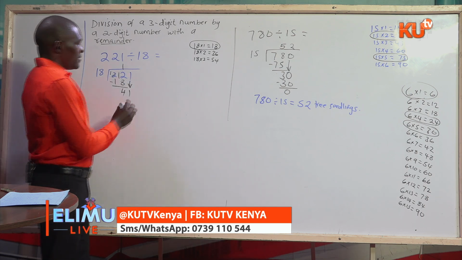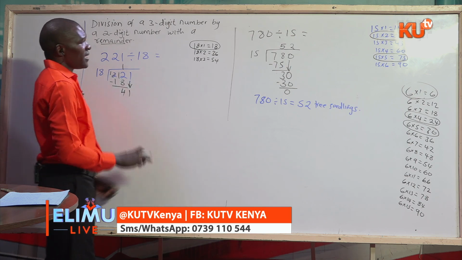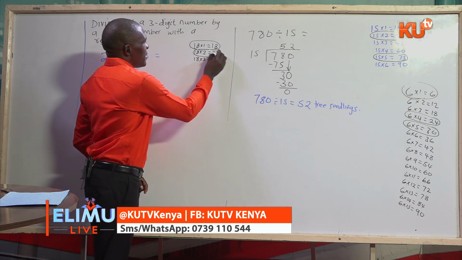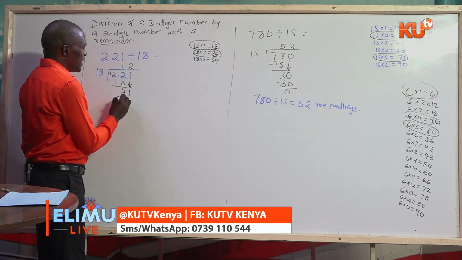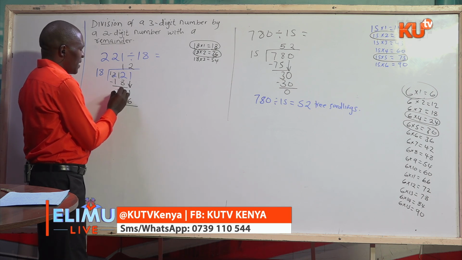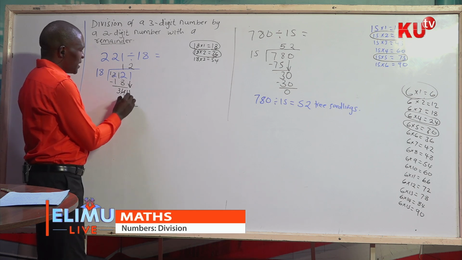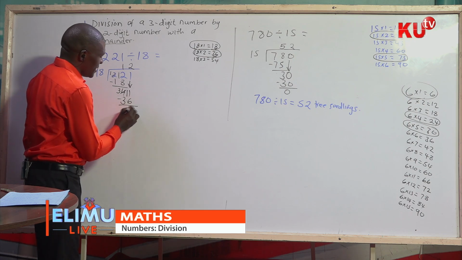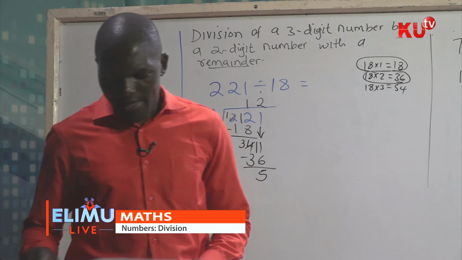After dropping 1, you ask yourself, which number are you going to multiply by 18 to give you 41? From our multiples of 18, we have 36, which is 2. So write 2 on top of 1. 2 times 18, that is 36. Subtract. Borrow 1 from 4. This one will remain 3. Then you put it here because 1 is a smaller number. Then 11 minus 6, that is 5. So our answer becomes 12, remainder 5.